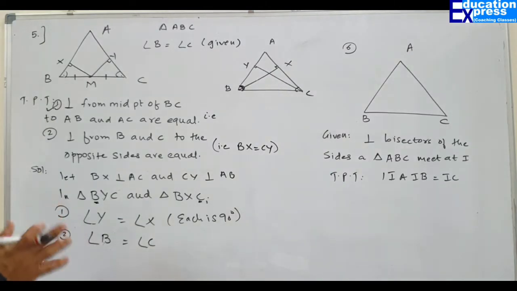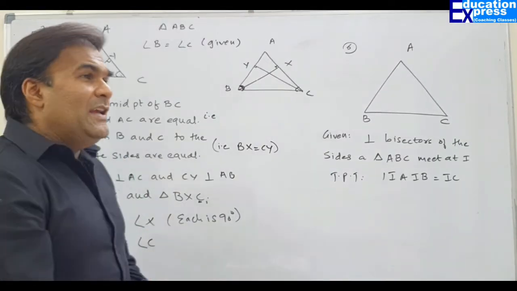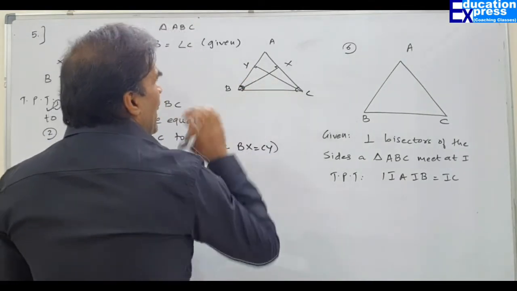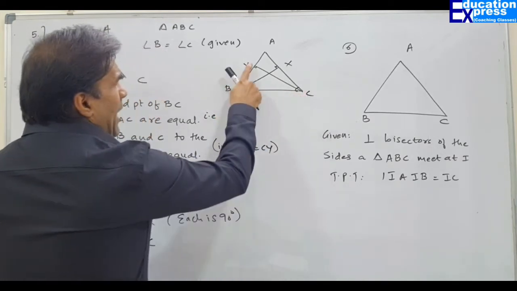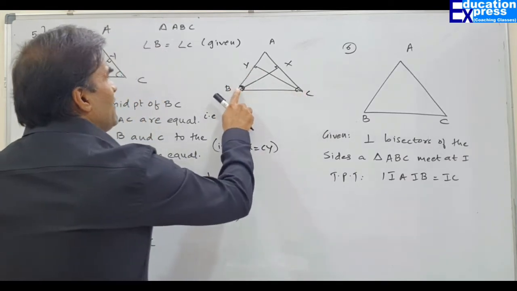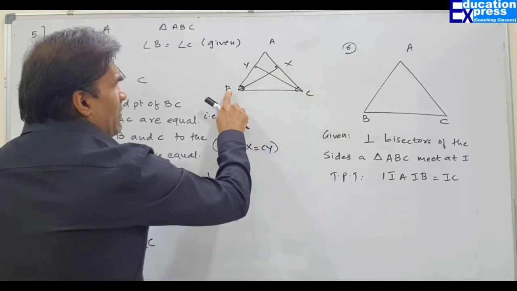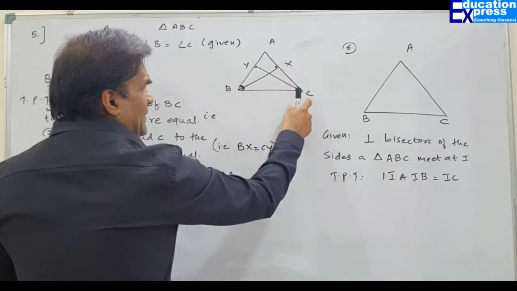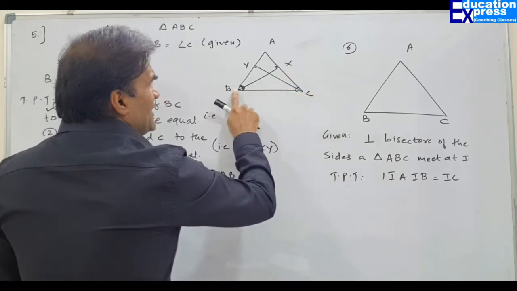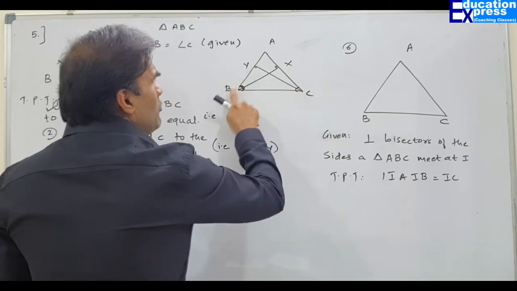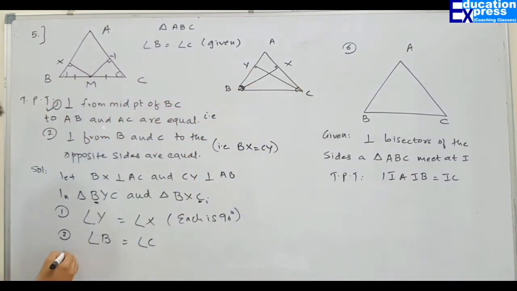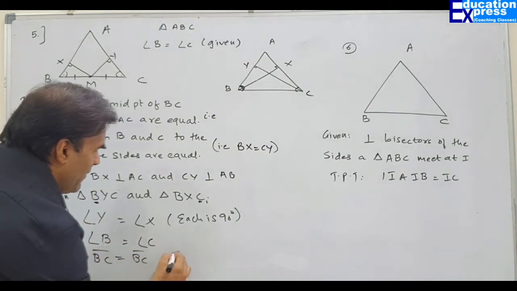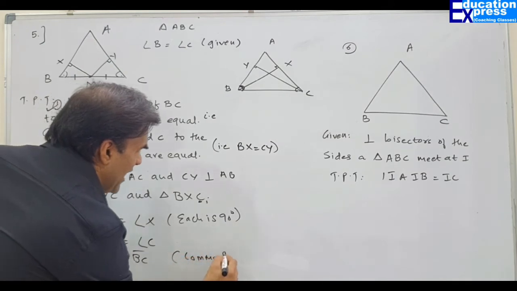Anything else? This is the obvious thing. One unobvious thing is given, in case you could detect it. It is side BC, which is common to both of them. That means side BC will be a part of this triangle as well as a part of this triangle. You can check it out. When you say BYC, one of the sides is BC. When you say BXC, one of the sides is BC. Side BC is common to both the triangles. So the third thing that is available with us is side BC equals side BC. The reason, common side. Absolutely right.